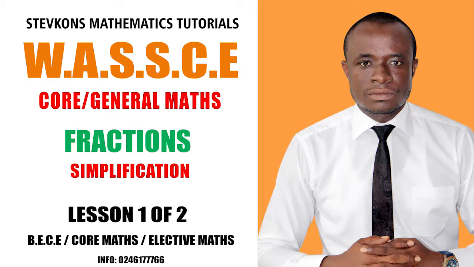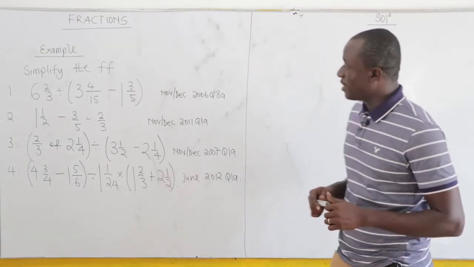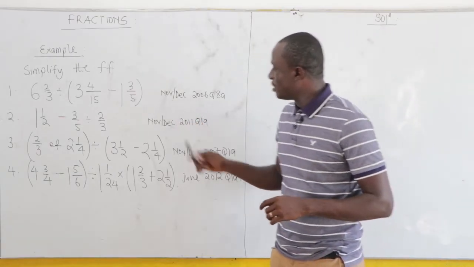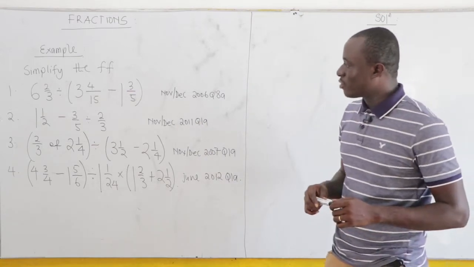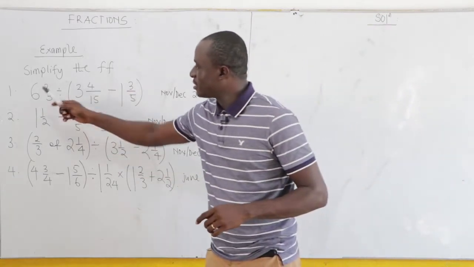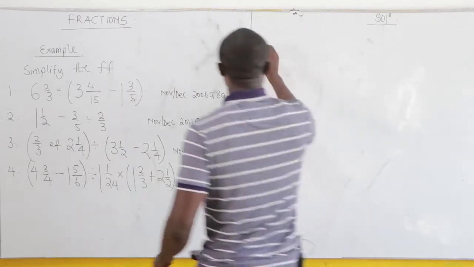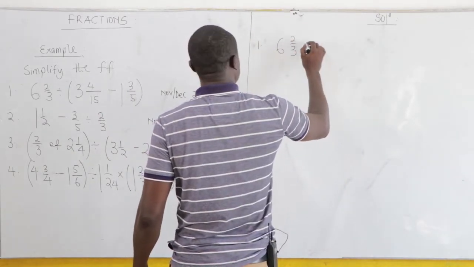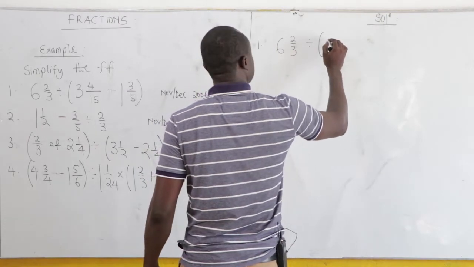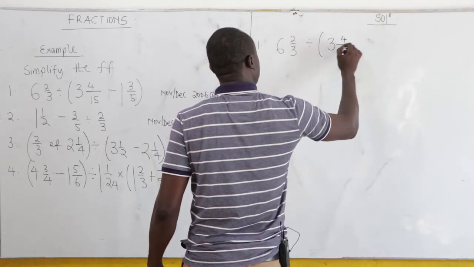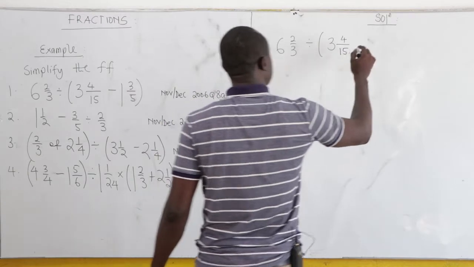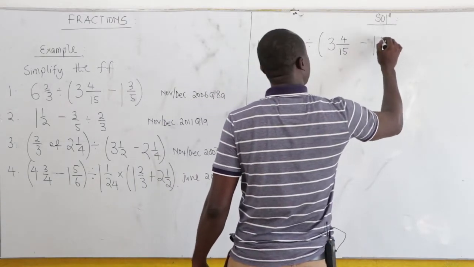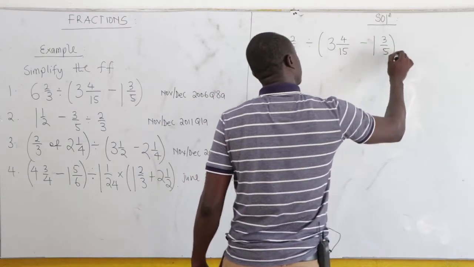Now, today we'd like to begin with a new topic, that is fractions. And today we'll be looking at simplification of fractions. Now, the first one is a past question of November/December 2006, question number 8A, which is: simplify 6 whole number 2 over 3 divided by 3 whole number 4 over 15 minus 1 whole number 3 over 5.